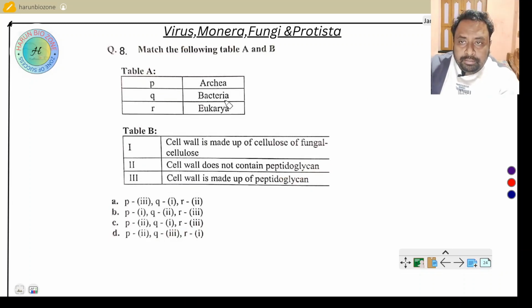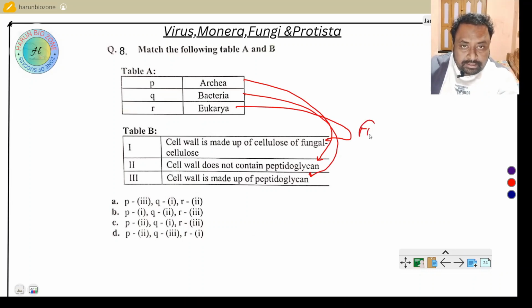Next option, archaea, bacteria and eukarya. The cell wall is made up of cellulose or fungal cellulose. Cell wall does not contain peptidoglycan in archaebacteria. Cell wall made of peptidoglycan is bacteria. And eukarya means fungus. So here the right option is archaea 2, P2, Q1. P2, Q3, this is the right option.